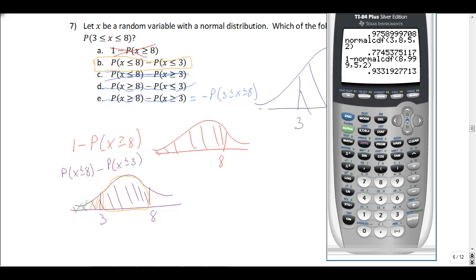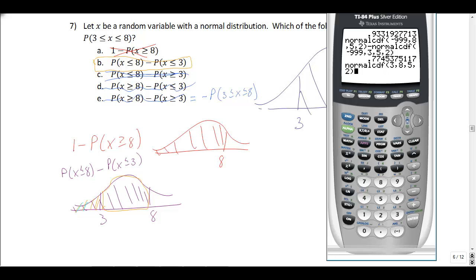Next one, B, this is second distribution, normal CDF, less than or equal to 8, so that's negative 999, comma 8, mean of 5, standard deviation 2, minus second distribution, normal CDF. Let's see, we're going x less than or equal to 3, negative 999, comma 3, comma mean of 5, standard deviation 2. Again, I just sort of made up the 5 and 2, but I want to use those all throughout. I'm looking for 0.77453. It went off the screen, but you see I get the same answer. So I'm going to go through a couple times just so we can see.